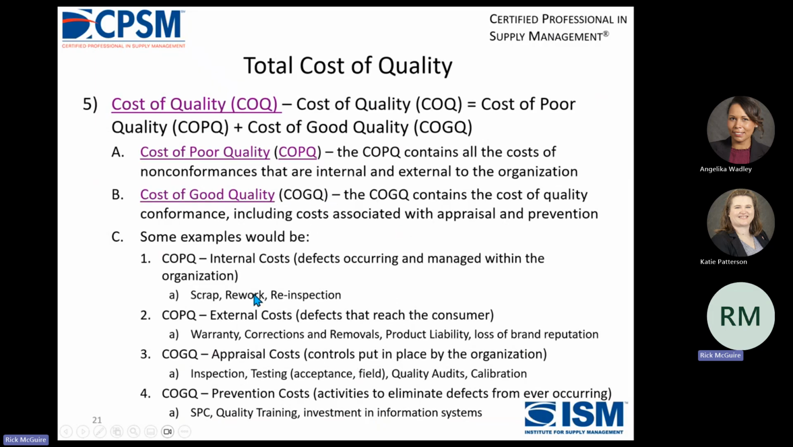It's the whole iceberg thing where the top of it is just the cost of the part, but there's a bunch of costs underneath it when we got a part that doesn't fit or isn't right. So internal costs, scrap, rework, reinspection. External costs, warranty, correction, removal, product liability. Appraisal costs are things like inspection, testing, quality audits. And prevention costs are things like SPC, what we've been studying, quality training, investment in information systems, that type of thing.